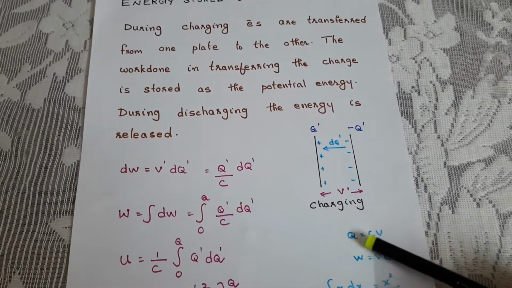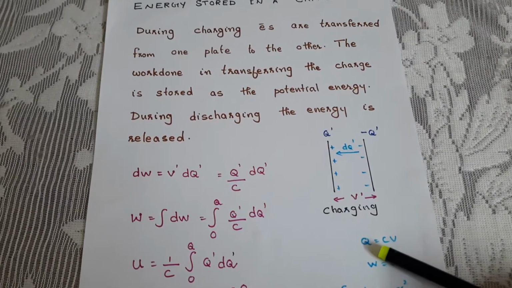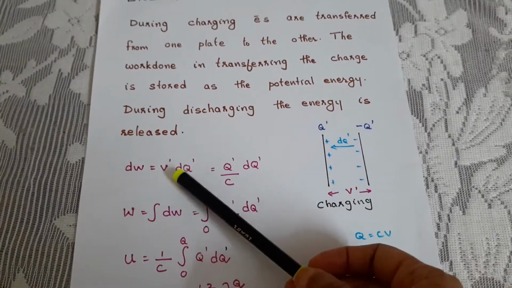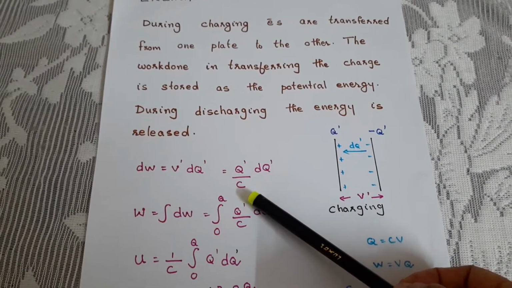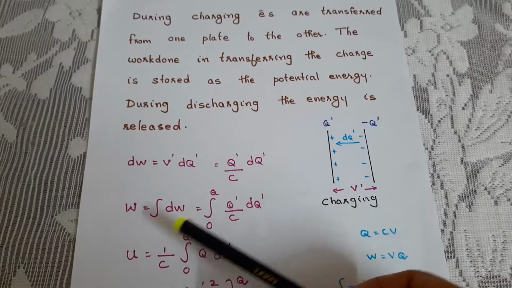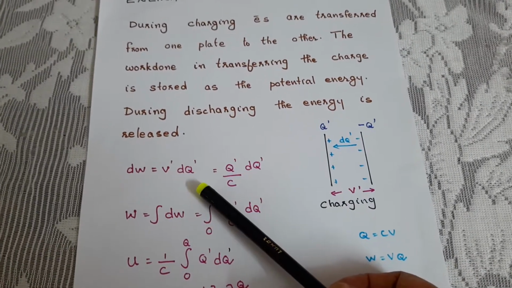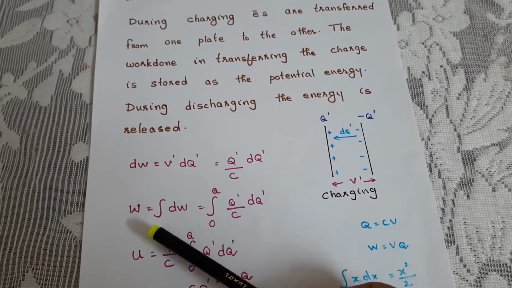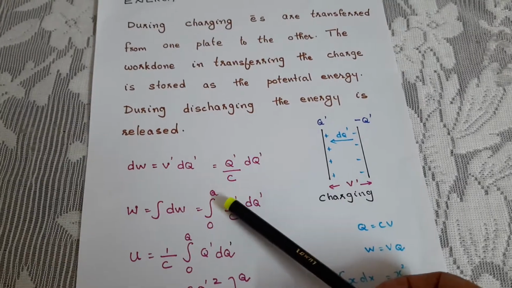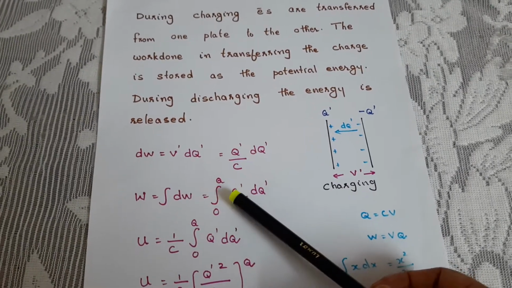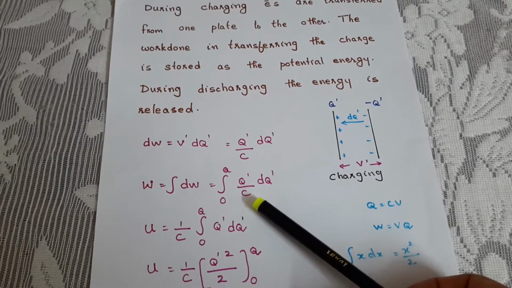For a capacitor, Q is equal to CV, therefore V is equal to Q by C. Therefore, V' is equal to Q' by C. The total work done can be calculated by integrating this expression. W is equal to integral dW, which is equal to integral 0 to Q of Q' dQ' by C.